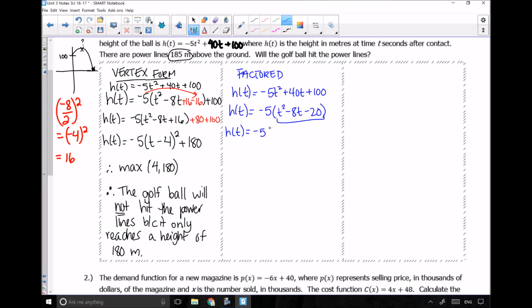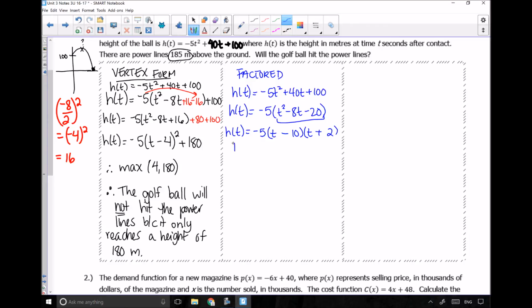factor. So I'm going to put negative 5, and then I'm going to use t here and t here, and then factors of 20 that I can use could be 10 and 2. So then I'm going to use a negative 10 and a positive 2, because when I add those guys together, I get negative 8. Because my leading coefficient is 1, that makes the factoring here significantly easier.